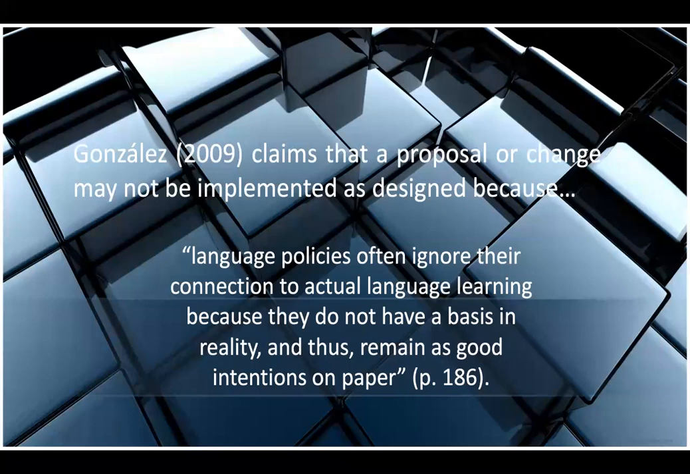Gonzalez claims that a proposal or change may not be implemented as designed because language policies often ignore their connection to actual language learning because they do not have a basis in reality and thus remain as good intentions on paper. Since the proposal comes from the participants' perspectives and suggestions, we think that there is a high possibility that the proposal is embraced by the stakeholders in this institution.